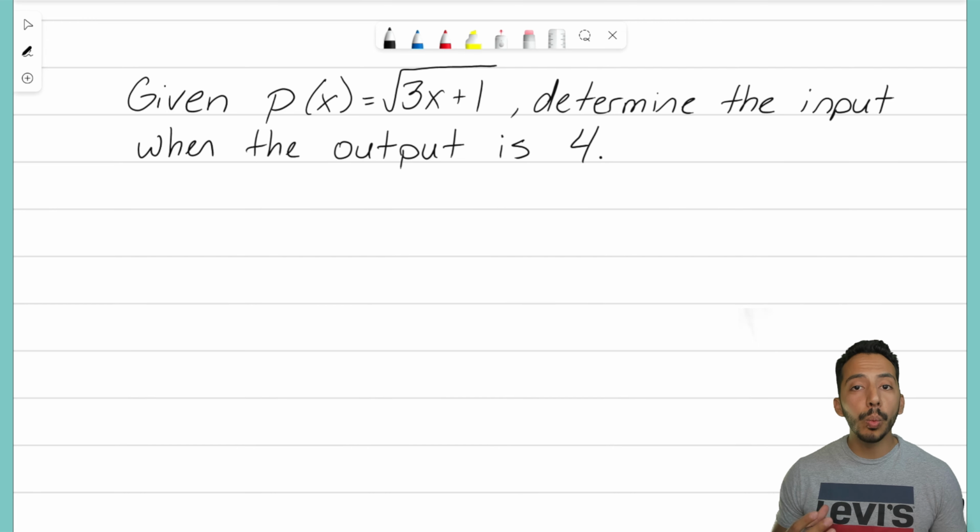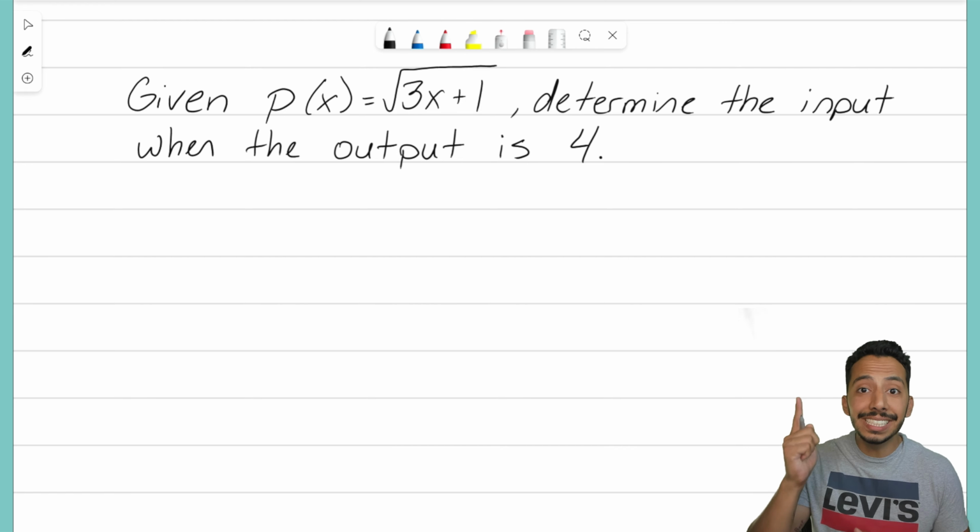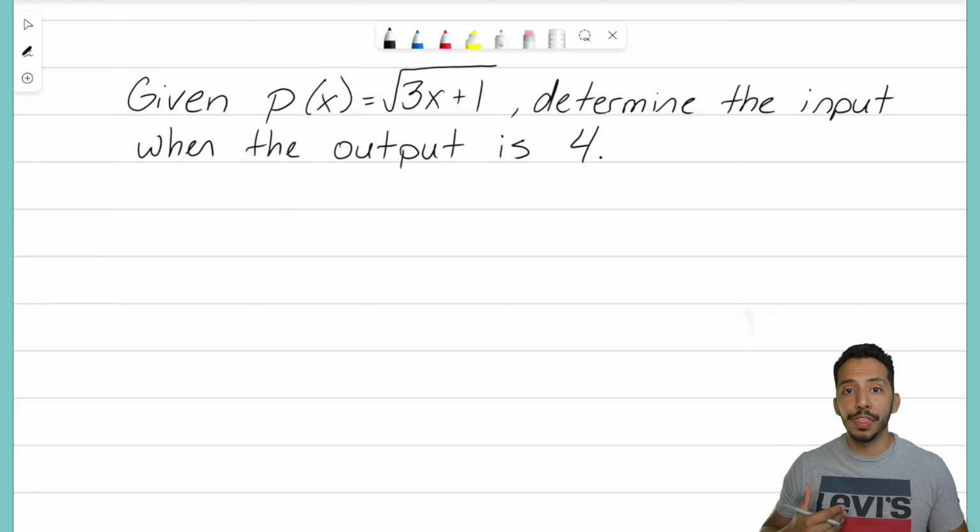So we want to figure out what the input is, what x equals, so that when we drop in that input of x, it's going to give us an output of 4. Now this is a little different than the other videos because we're not dropping in a 4. We're trying to see what we have to put into that function to get out the 4.